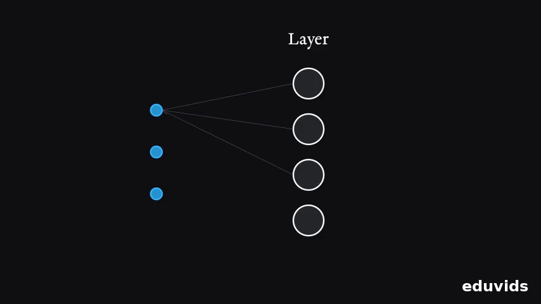Stack several neurons side by side and you get a layer. Every input connects to every neuron in that layer. Each neuron has its own weights and bias, so the layer can detect different patterns at once.